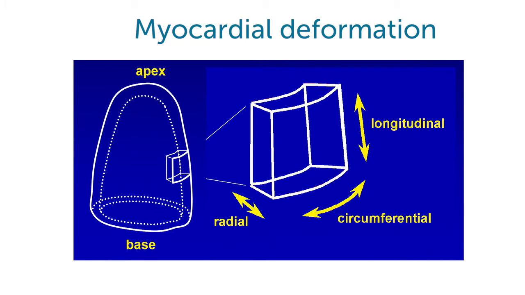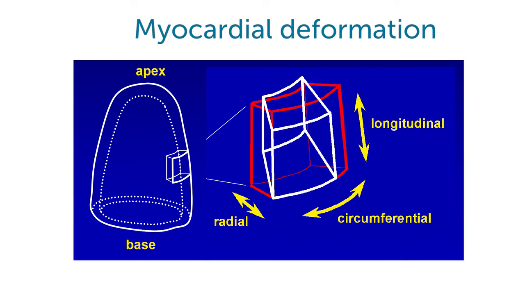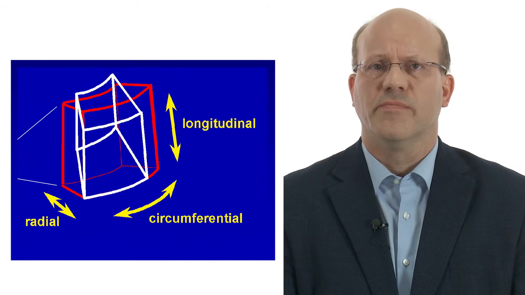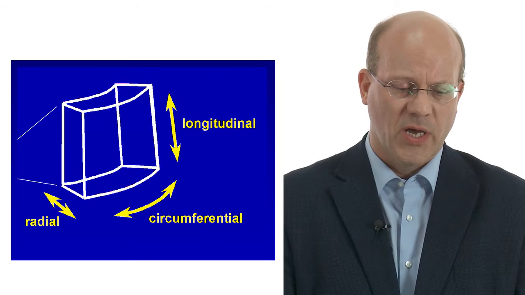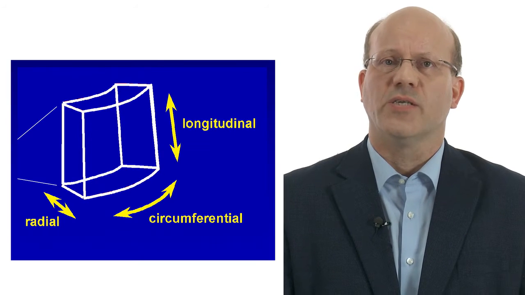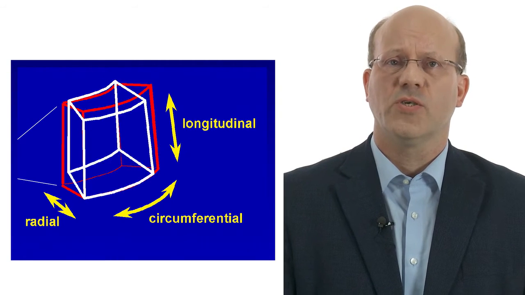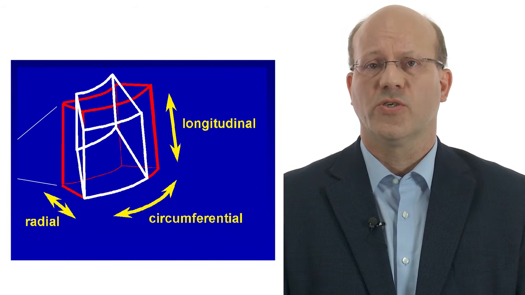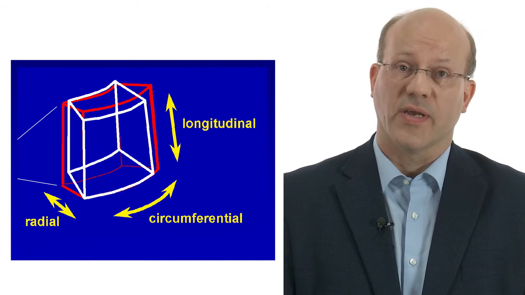And I've tried to show you here the deformation by means of cutting out a piece of myocardium out of the left ventricle. And to make the description of the deformation easier, we distinguish three major directions which are actually aligned with a major axis of the left ventricle. We distinguish the longitudinal shortening and lengthening, the circumferential shortening and lengthening, and the radial thickening and thinning.